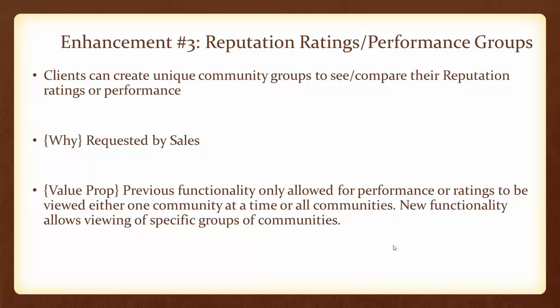All right, the third one here, we've got reputation ratings performance groups. What this means is in our reputation product, we have two reporting areas. One is for ratings, which shows rating trends from Yelp and apartmentratings.com, and also performance, to show how each property's performance is in relation to how quickly they're responding, and how many reviews either need responses or need to be approved, etc.